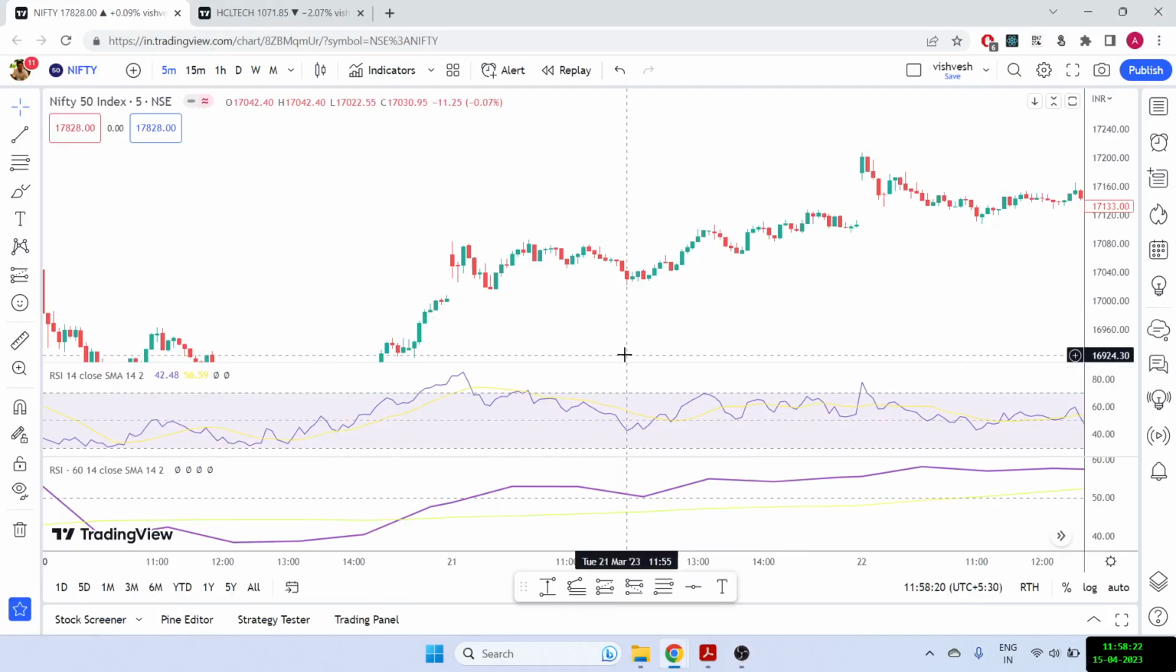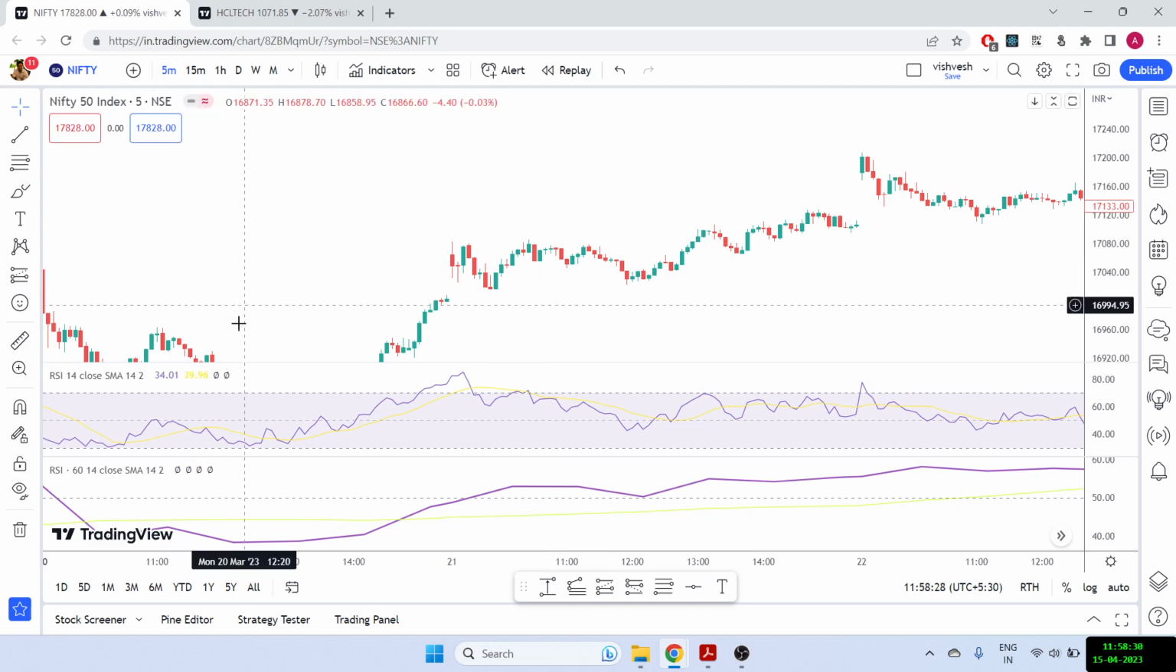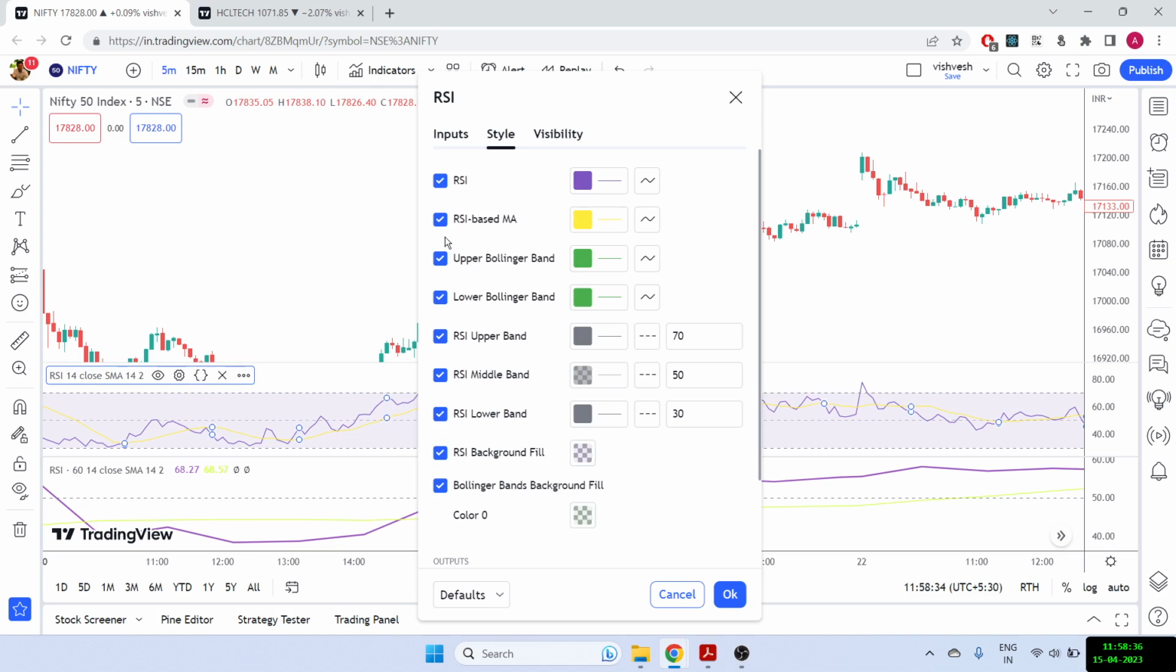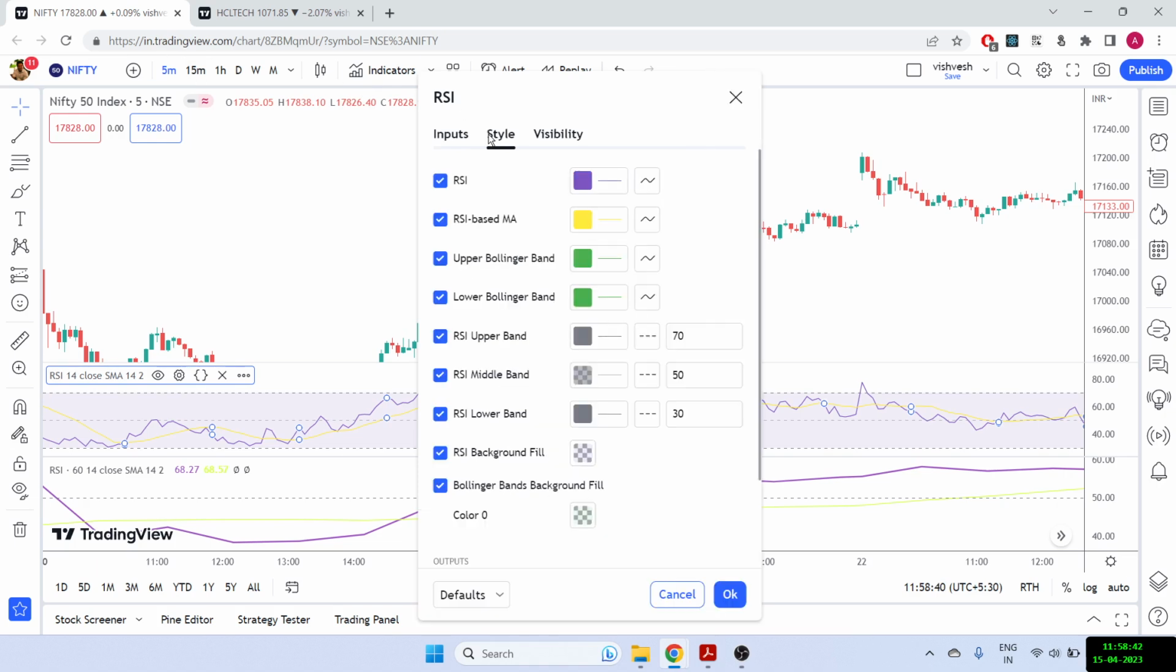Hi everyone. So let me tell you the rules of the double RSI strategy once again. Here I'm showing you a Nifty chart on a 5-minute time frame, and I have added both the RSIs. So let me give you the settings. The first RSI is the normal RSI with RSI 14 as the parameter, on the 5-minute time frame. And in this, the upper band and the lower band I've kept as 70 and 30. So I will be using this to take the trade.